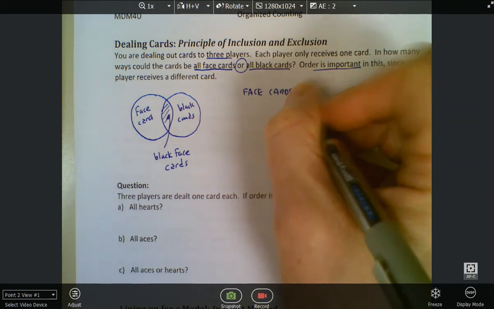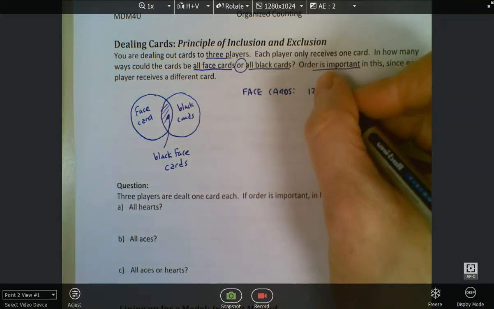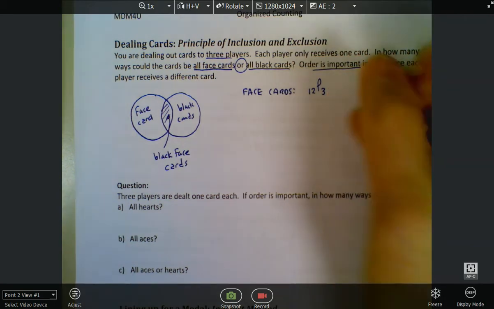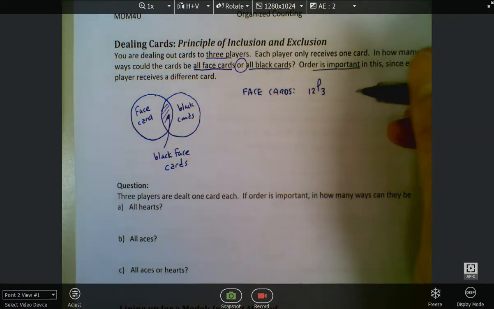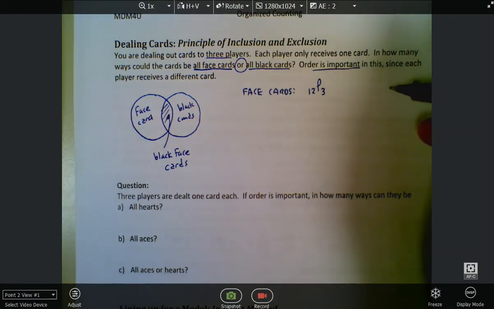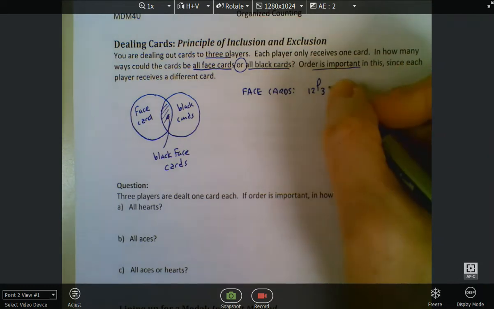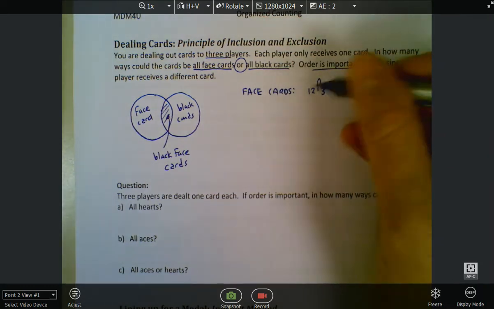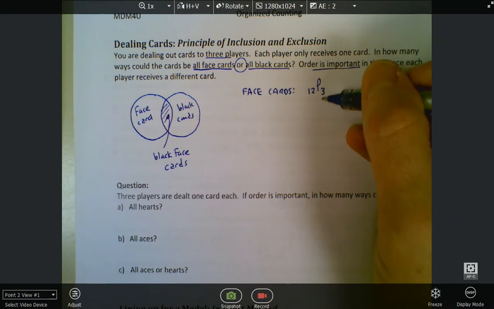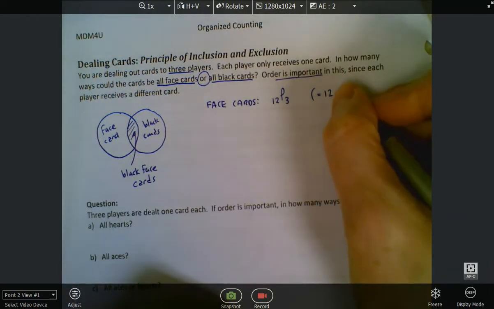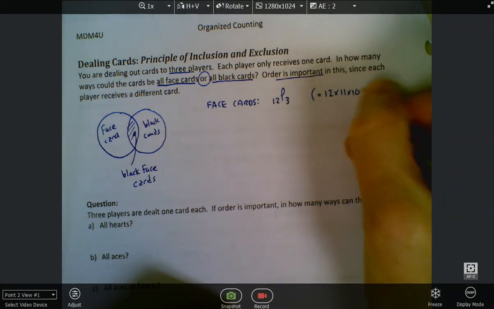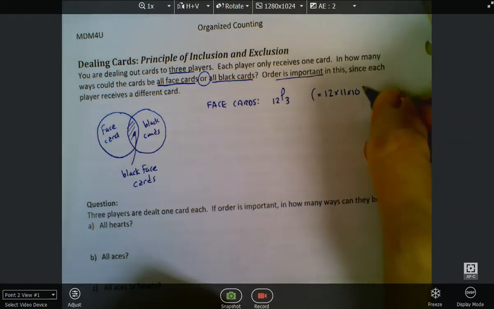So face cards, we know that there are 12 face cards and we're going to pick 3 of them. So we're going to deal 1 out to each of them. We could have done simply 12 times 11 times 10 to figure that out using the fundamental counting principle, or you can simply write it as 12P3. It's up to you when you're doing that. So just remember that this is exactly the same thing as 12 times 11 times 10, okay, or 12 factorial over 9 factorial, same thing.